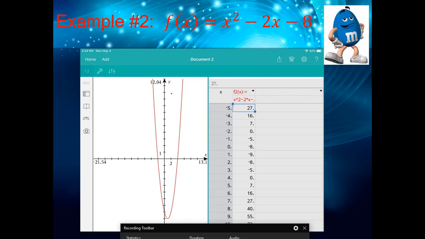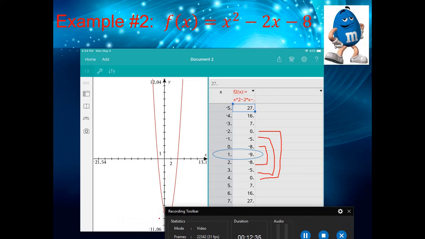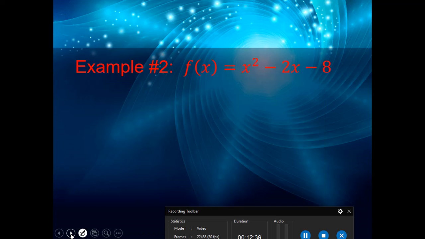When I graph it, I can see that the parabola does open up. And you'll also see that on my graph, I'm looking for the repeating pattern. 1, negative 9 is unique, and then I can see the repeating from the negative 8s and the negative 5s and the 0s. So that tells me 1, negative 9 is my turning point. We're going to go through and identify our key features then.